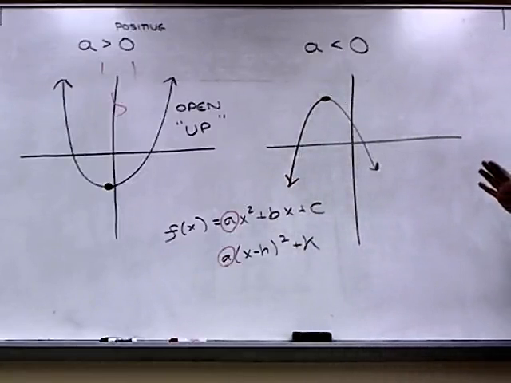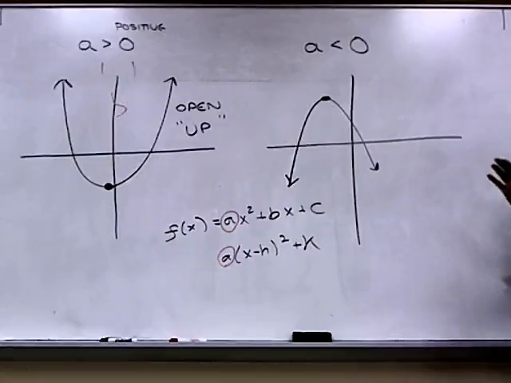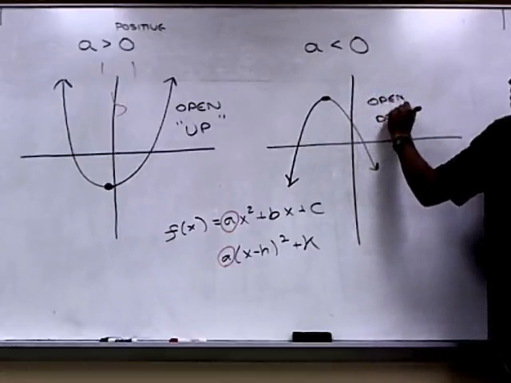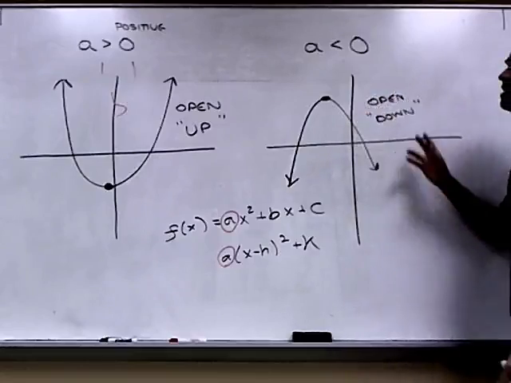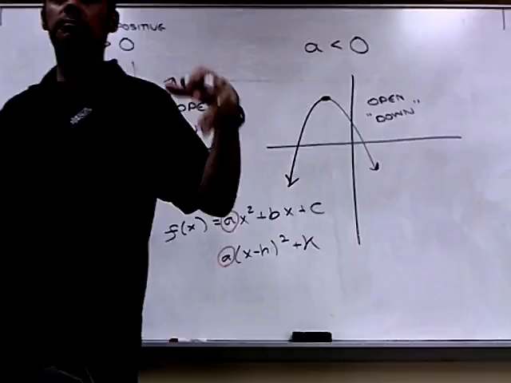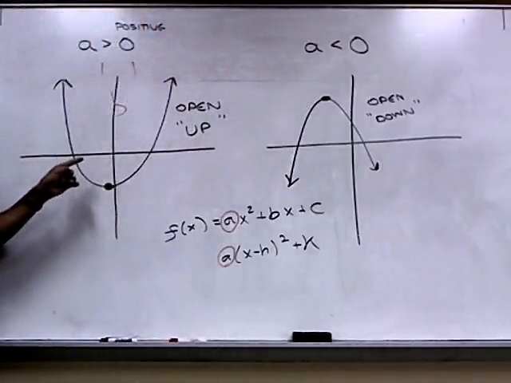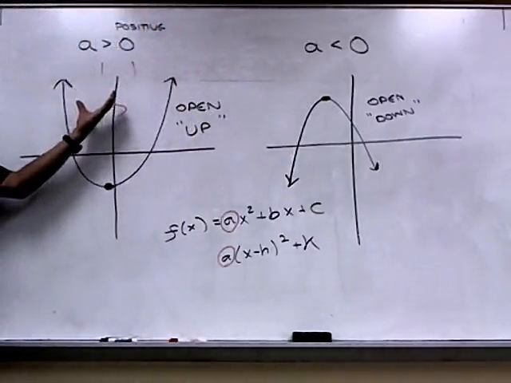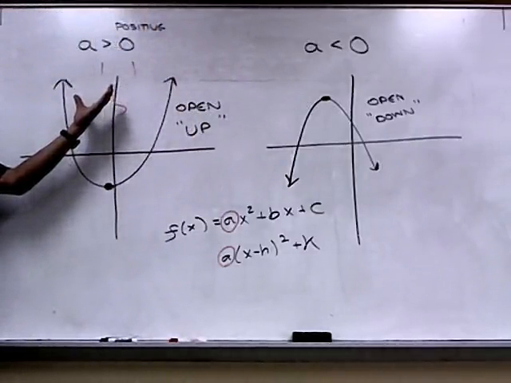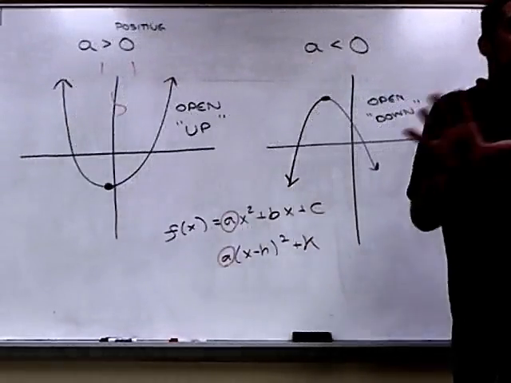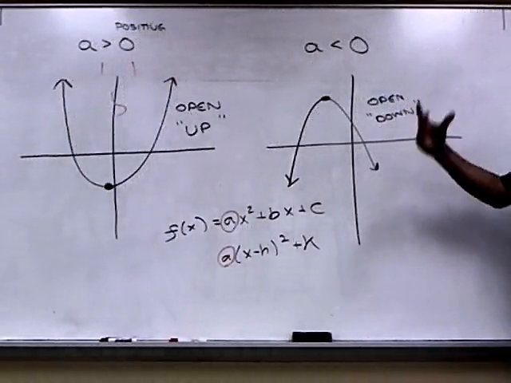Now, one thing I will point out here. The a only tells you up and down. The a does not tell you how many x-intercepts you have. Because I can move this whole thing up and I wouldn't have any x-intercepts, or I can move this whole thing down, and it wouldn't have any x-intercepts. So a only helps you get up and down. That's it.